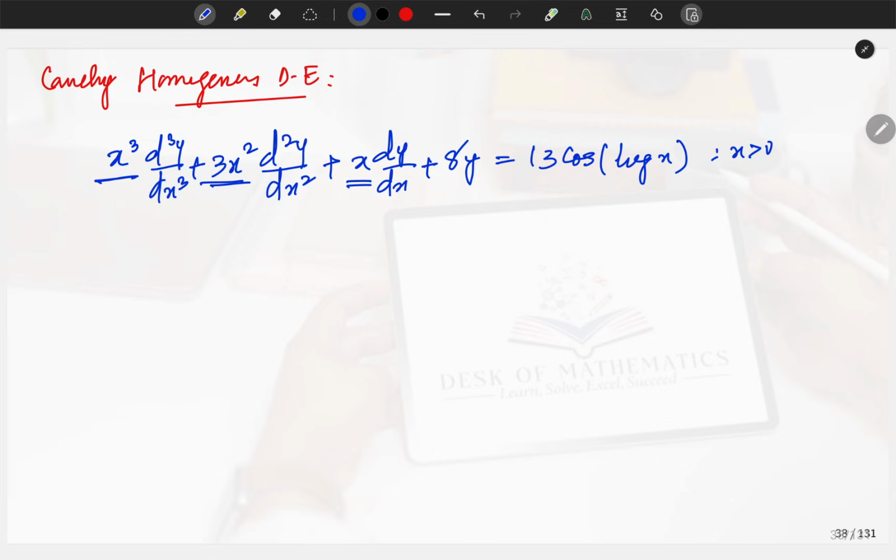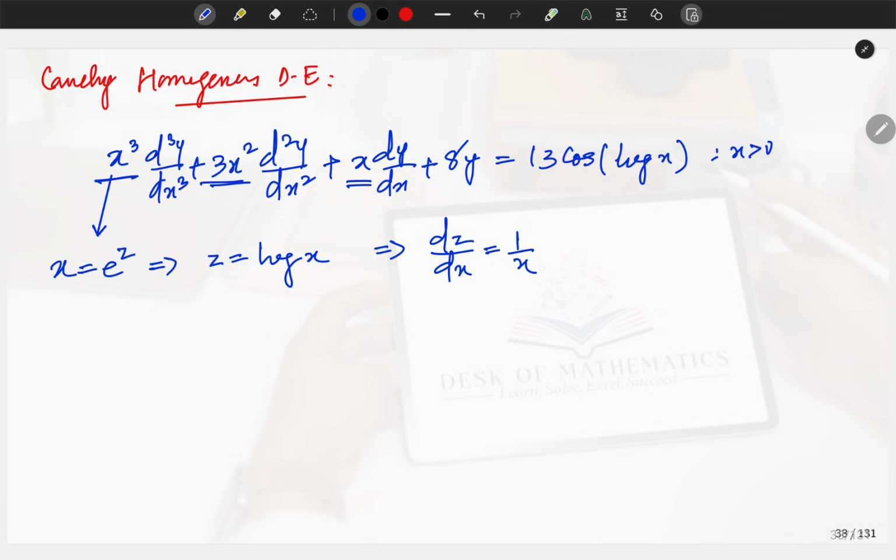So what we will do, we will just put this x in the Cauchy case: we will put x is equal to e raised to the power z. It means that z will be equal to log of x. So it implies that dz upon d of x will be equal to 1 by x.